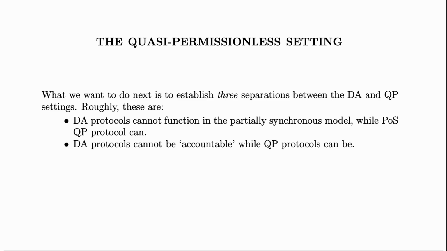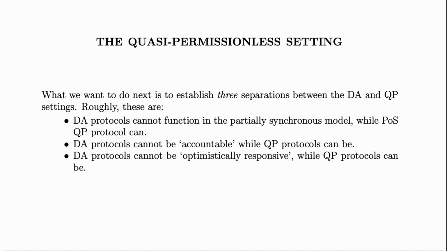Dynamically available protocols can't be accountable, while quasi-permissionless protocols can be. That's our second separation. And our third separation is that dynamically available protocols cannot be optimistically responsive, while quasi-permissionless protocols can be. Okay, so we haven't yet defined what we mean by accountable. We haven't yet defined what we mean by optimistically responsive, so we'll define those things in a little bit.